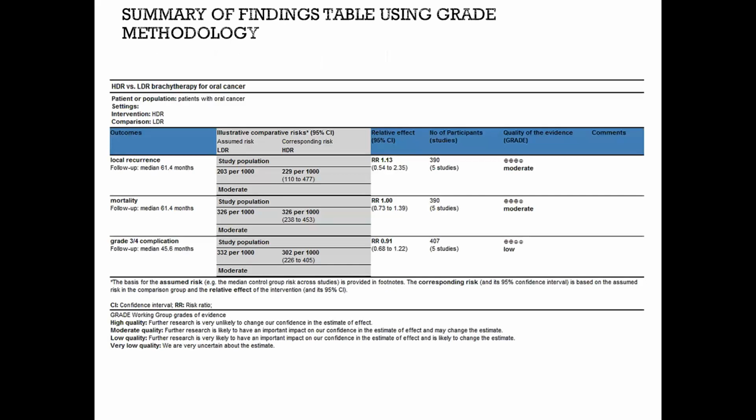Summary means, for example, when you do HDR or LDR brachytherapy for oral cancers, you can see the outcomes. Outcomes will be local recurrence, mortality. So you can see here how they have illustrated the findings. You can see the number of patients, the relative effect, the confidence intervals, all of this. See here, the grade 3 or 4 complications. The number of patients is 5, so it is low. All of this you can see based on the various studies.